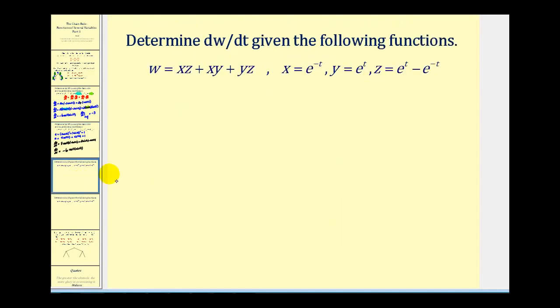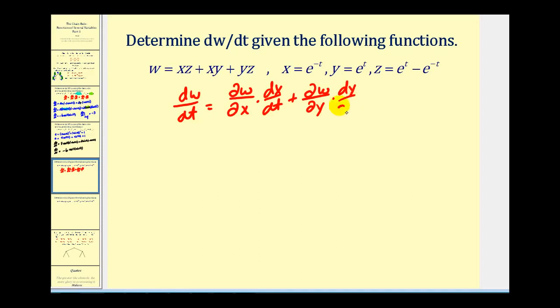Let's take a look at one more. What I want you to notice on this one is we have w defined in terms of 3 variables, and we have a single parameter for x, y, and z. So when there are additional variables, we can just extend the chain rule. We would have dw/dt equal to the partial of w with respect to x times dx/dt, plus the partial of w with respect to y times dy/dt, plus the partial derivative of w with respect to z times dz/dt. So let's go ahead and apply the chain rule here and see what we get.